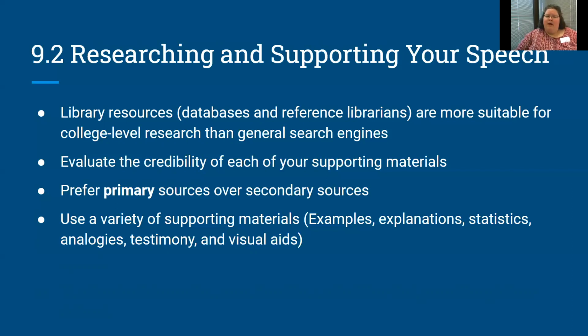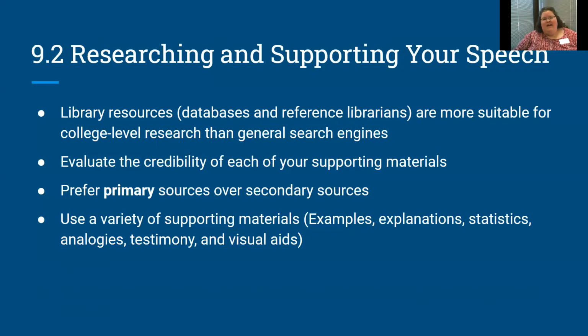You want to prefer primary sources over secondary sources. Remember, primary sources are sources where people have firsthand experience or they've researched it directly. So any peer reviewed sources are great. Anybody you can interview that has testimony about the topic, those are all great examples of primary sources. Secondary sources are reporting on other information.